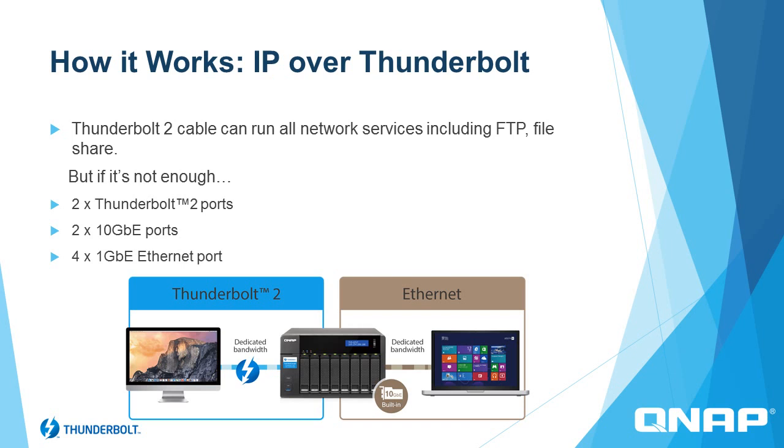And if that's not enough, it comes again with 2 Thunderbolt 2 ports. Those are built in the back, and 2 10 gig ports, as I told you, super speed, right? And then it comes with 4 1 gig ports in case you need to connect through other networks. With that you can do port trunking, you can do different types of connections, redundancy as well, using the 1 gig Ethernet ports, the landlines.